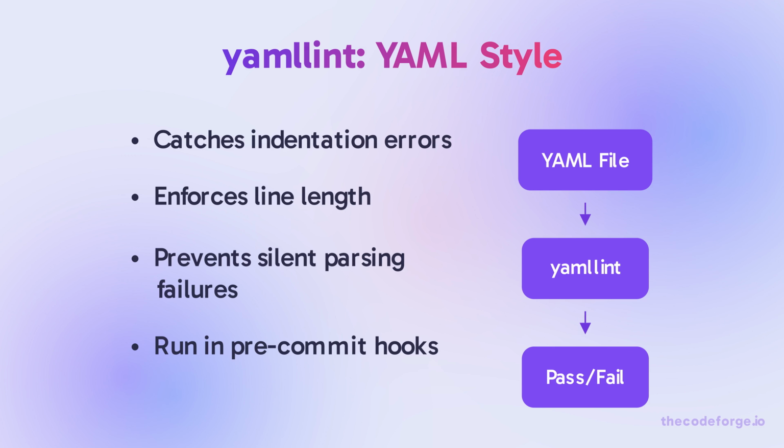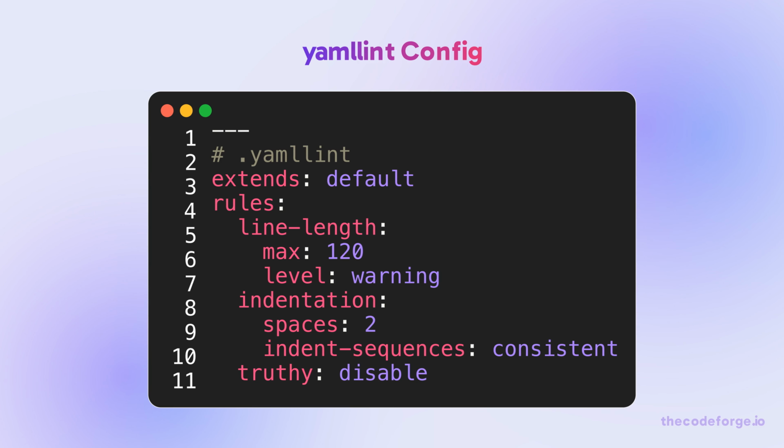YAML is notoriously error-prone. yamllint catches issues like mixed tabs and spaces, wrong indentation, and line length violations. A real incident: a junior engineer committed a playbook with mixed tabs and spaces. It worked locally but failed in CI because the CI runner's YAML parser was stricter. yamllint caught it instantly. Here's a typical yamllint config. We set line length max to 120, enforce two-space indentation, and disable the truthy rule since Ansible uses true and false.